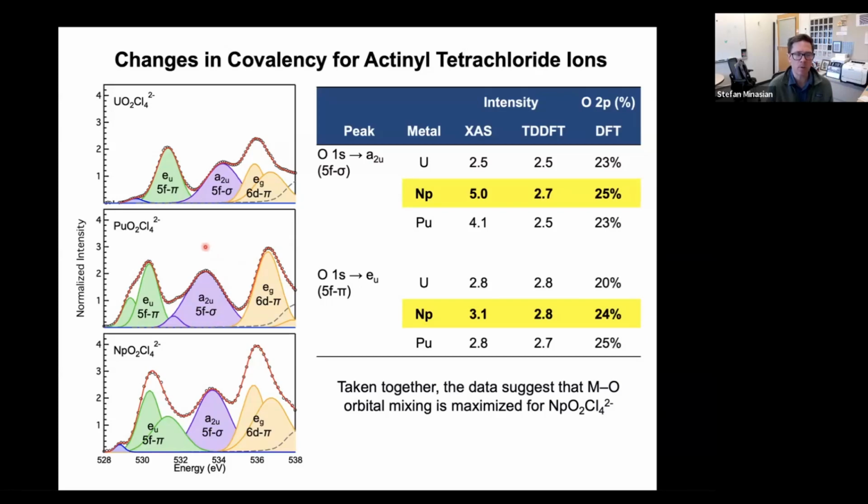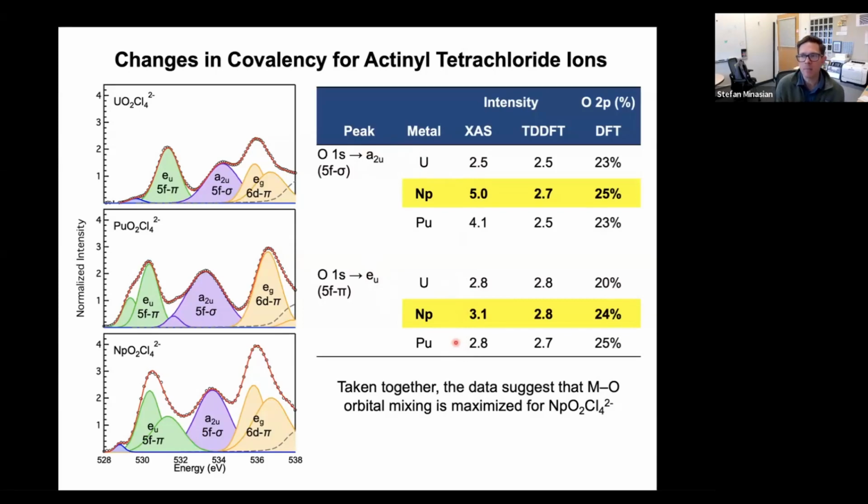But just using these same simple assignments, we can try to evaluate changes in the amount of orbital mixing in these f orbitals of eu and then of a2u symmetry. And that's what I've tabulated here on the right. What we find is that regardless of whether we look at the intensity of these X-ray absorption transitions, or if we look at TDDFT calculations, or simply if we look at the Mulliken population analysis from DFT, we observe an increase in the amount of covalency when you go from uranium to neptunium, both in the a2u orbitals and in the eu orbitals. And then we see a slight decrease when you go from neptunium to plutonium.